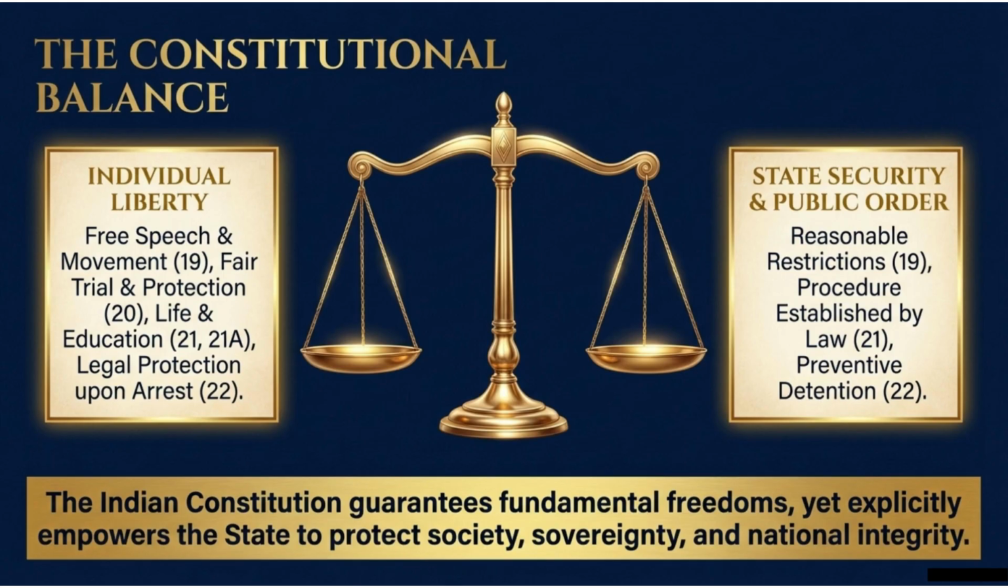On the other side, the Constitution explicitly empowers the state to protect society, public order, sovereignty, and national integrity. Through reasonable restrictions under Article 19, the procedure established by law under Article 21, and preventive detention under Article 22. Neither the individual nor the state gets absolute power. That is the essence of a constitutional democracy.